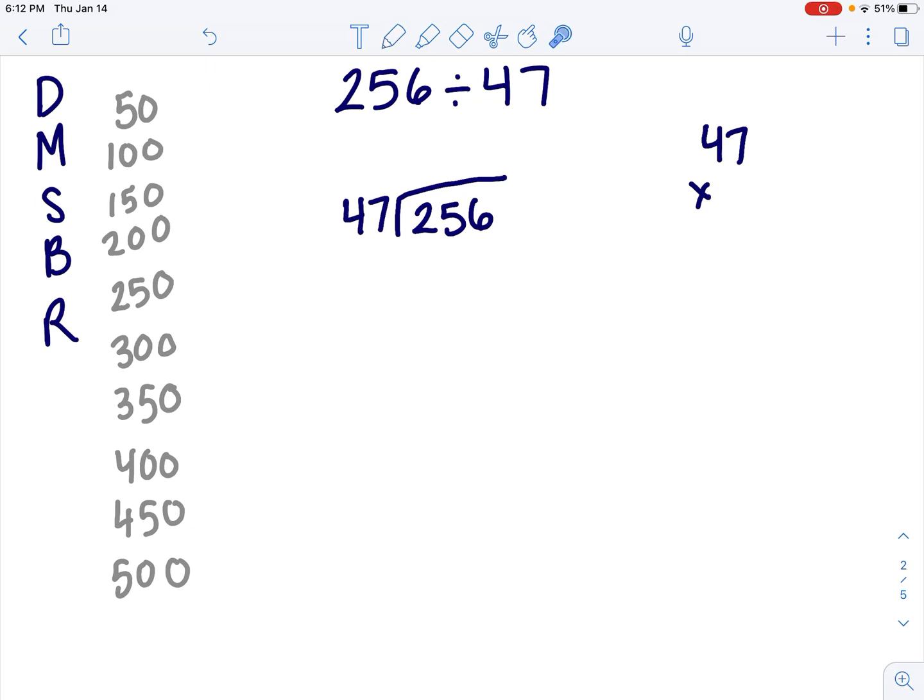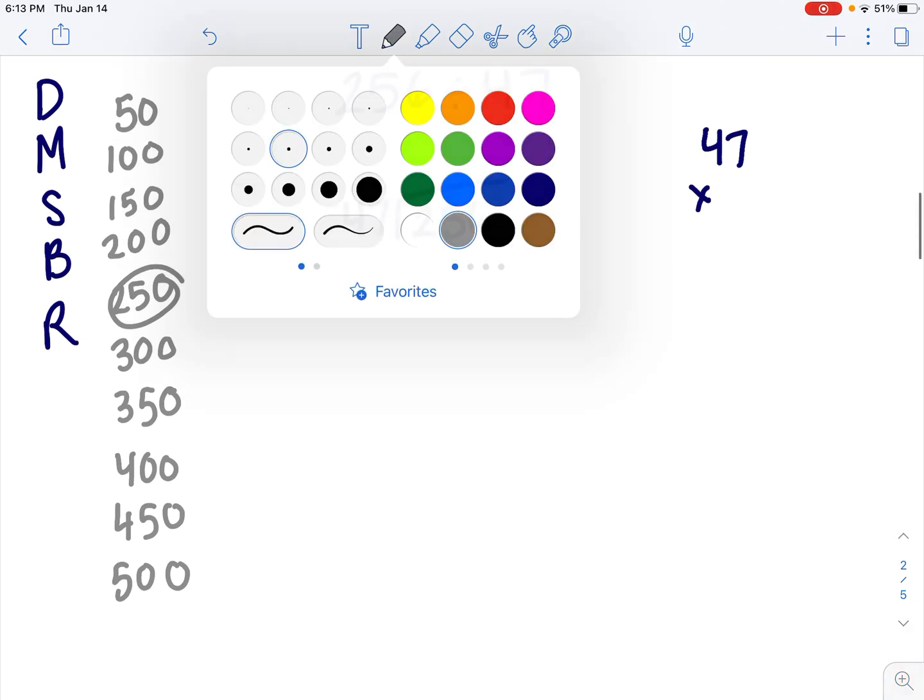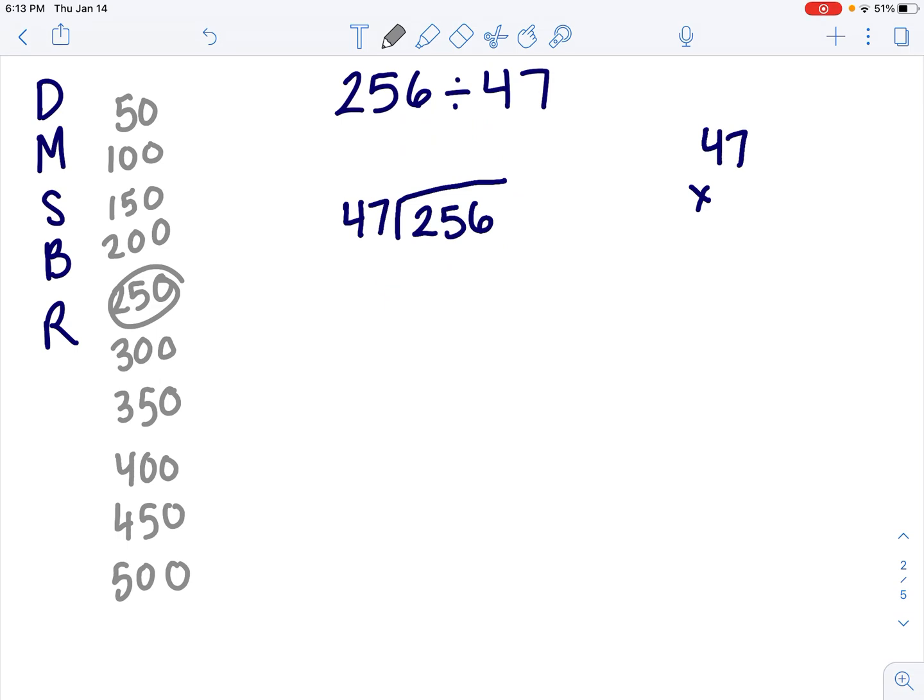Next, I go back over and I look at my dividend. It's 256. So let's look at that skip counting. What's close to 256 without going over? It's that 250, right? 300 is too much. That's more than 256. The closest we can get is 250. So what that tells me is over here, we're going to start with 47 times 1, 2, 3, 4, 5 as a starting point for this problem to see if we can get as close to 256 as we can.